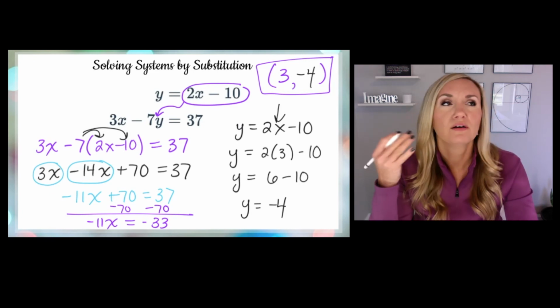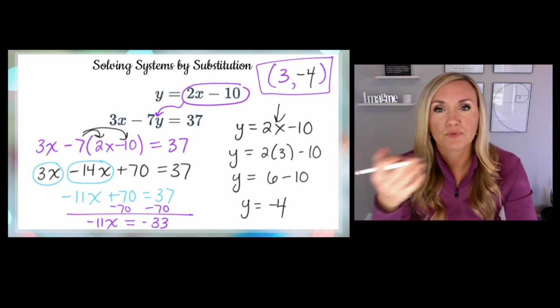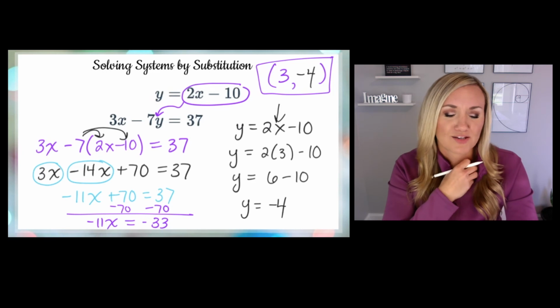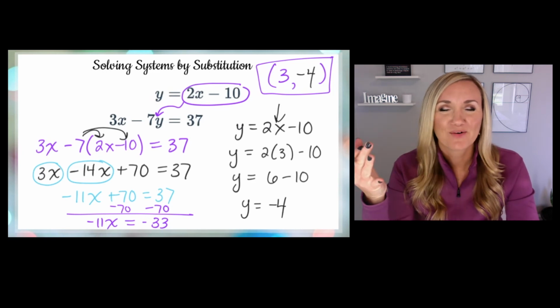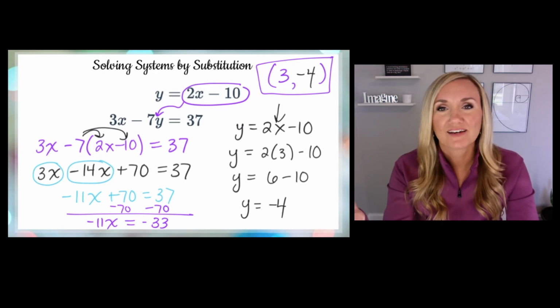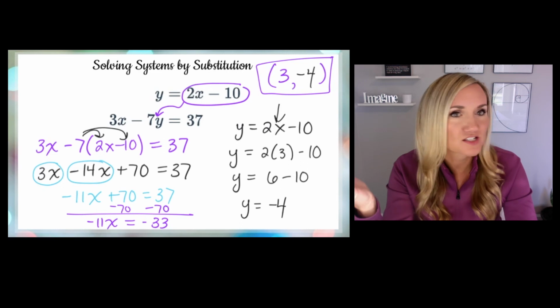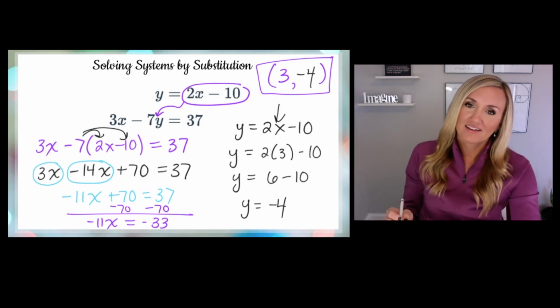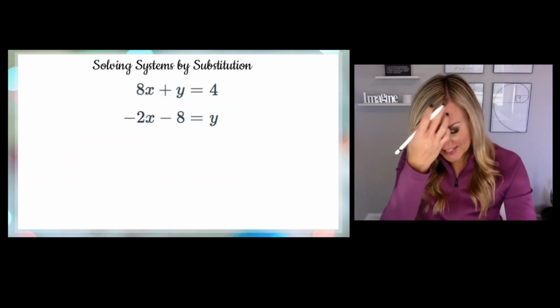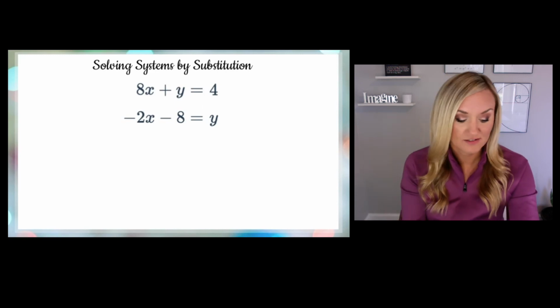Isn't it cool that we can find where 2 lines intersect, the 1 point, not even by graphing, by doing it algebraically? Does anyone think this is like super cool? I know you do. Okay. So let's go ahead and try this one just because they're so much fun.